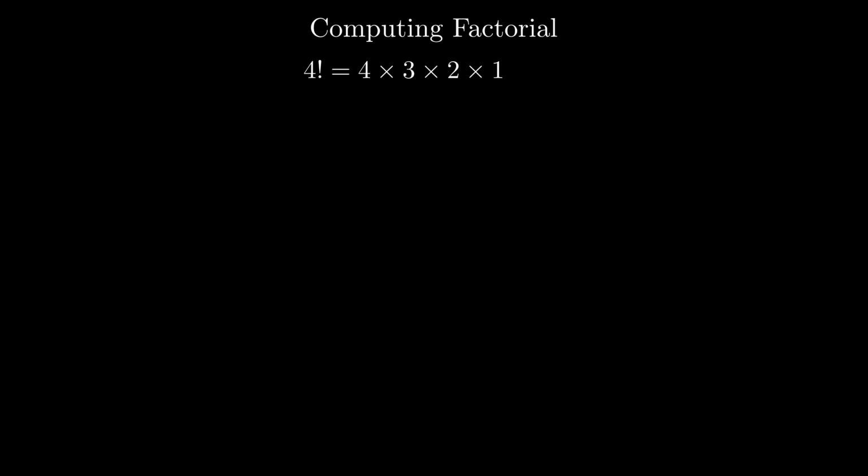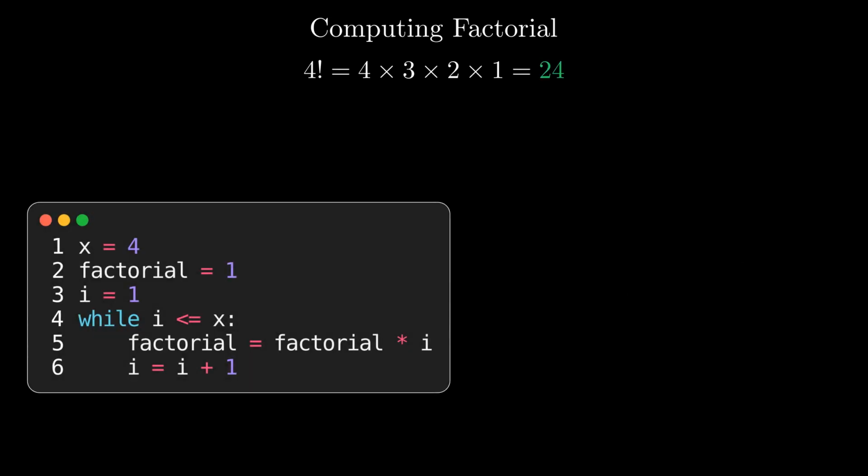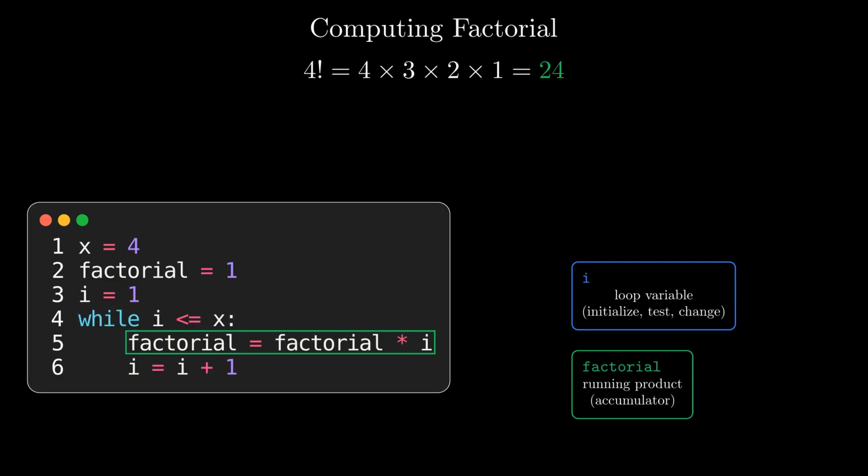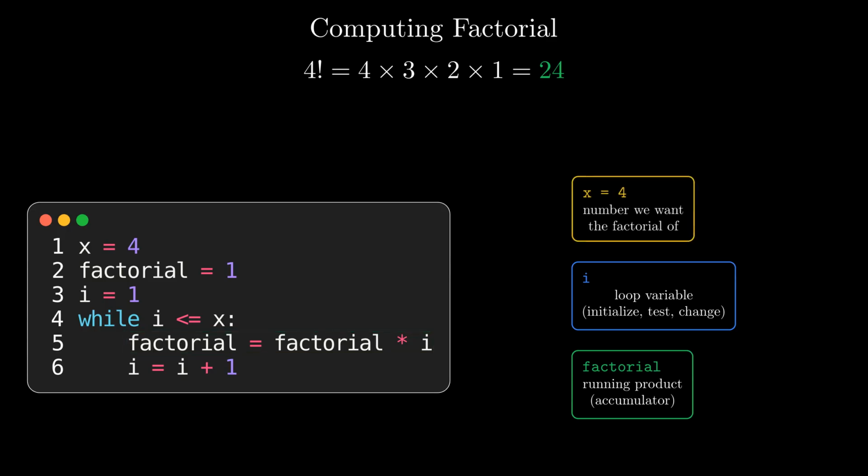Factorial of 4 means 4 times 3 times 2 times 1, which equals 24. We need 2 variables working together. The loop variable i steps through each number from 1 to 4. The variable factorial holds a running product. It accumulates the result by multiplying in each value of i as the loop progresses.